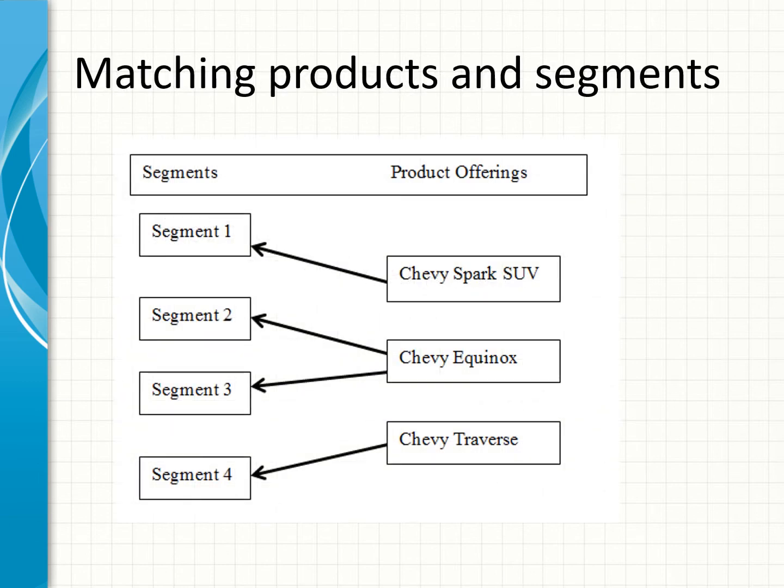Here's an example. So I have segments 1, 2, 3, and 4 here, and these could be any kind of segments that you would like. And the product offerings I have on the right-hand side here are different kinds of SUVs from Chevrolet. The Chevrolet Spark SUV, the Chevrolet Equinox, and the Chevrolet Traverse. And so the argument here is that Chevrolet has different kinds of SUVs because there are different segments. And so one product is geared towards a segment, and in terms of the Equinox, maybe there are 2 or 3 segments that they try to reach with that same particular product, and then maybe there's another segment that's the focus of the Chevrolet Traverse.